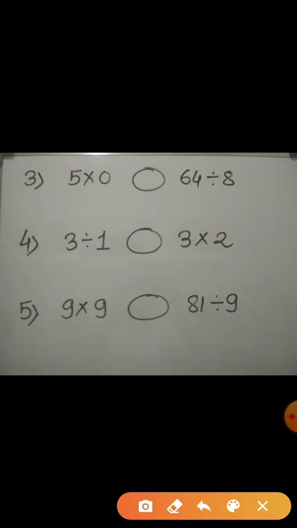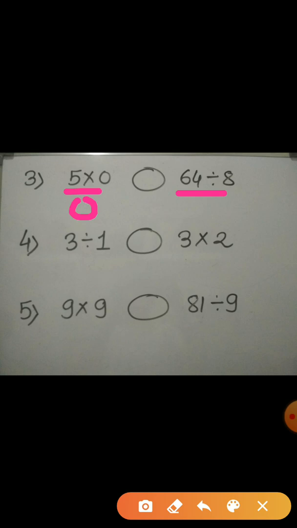Now see the another example. 5 into 0 and on the right hand side we are given 64 divided by 8. Now let us compare. But for that we need to solve both the sides, right? 5 into 0 is equal to what? Children, we know that any number multiplied by 0 always gives 0. So here the answer will be 0.